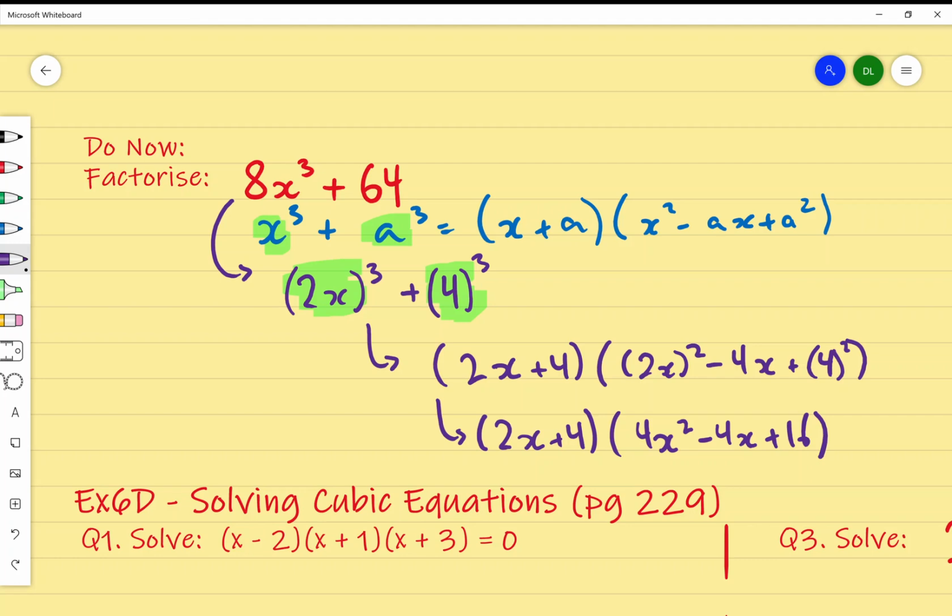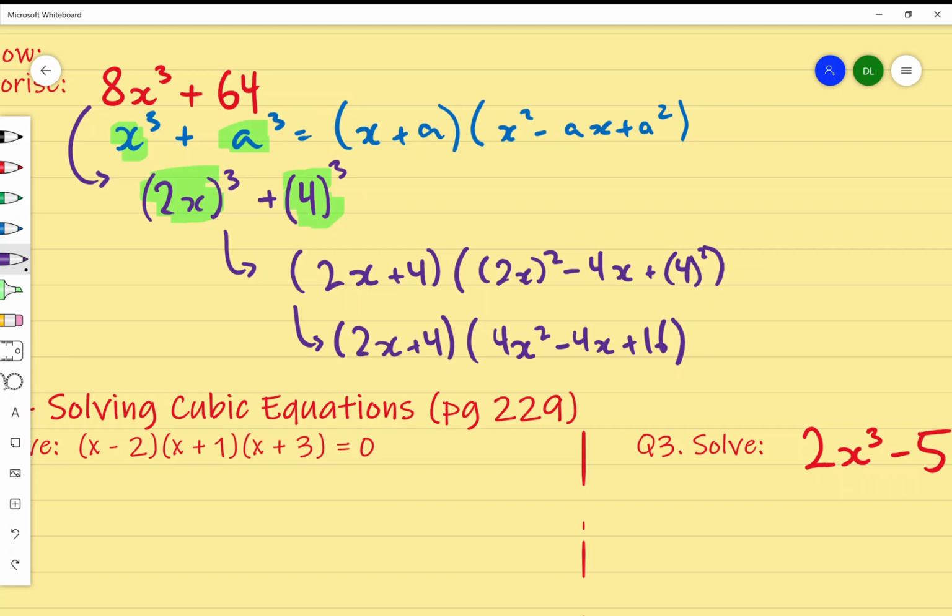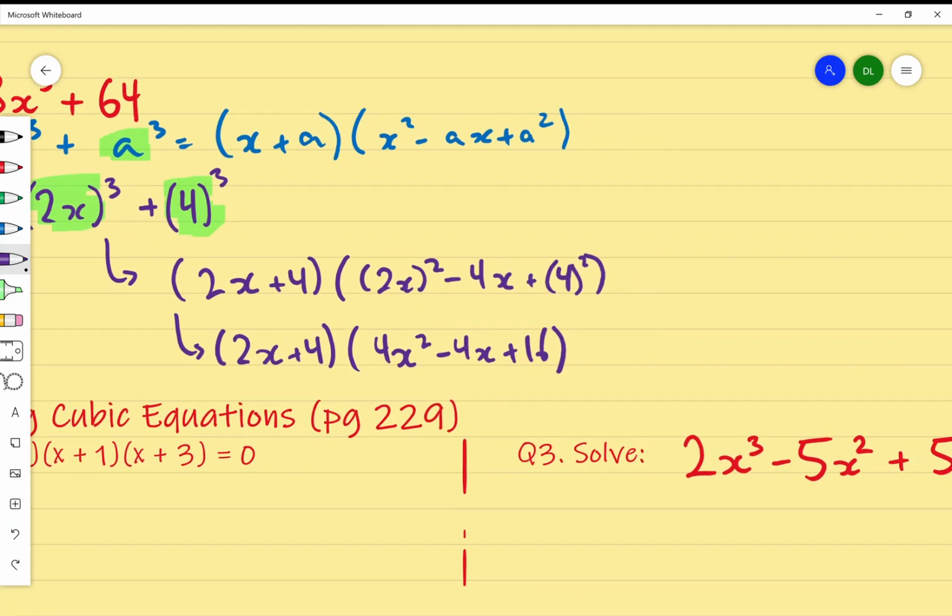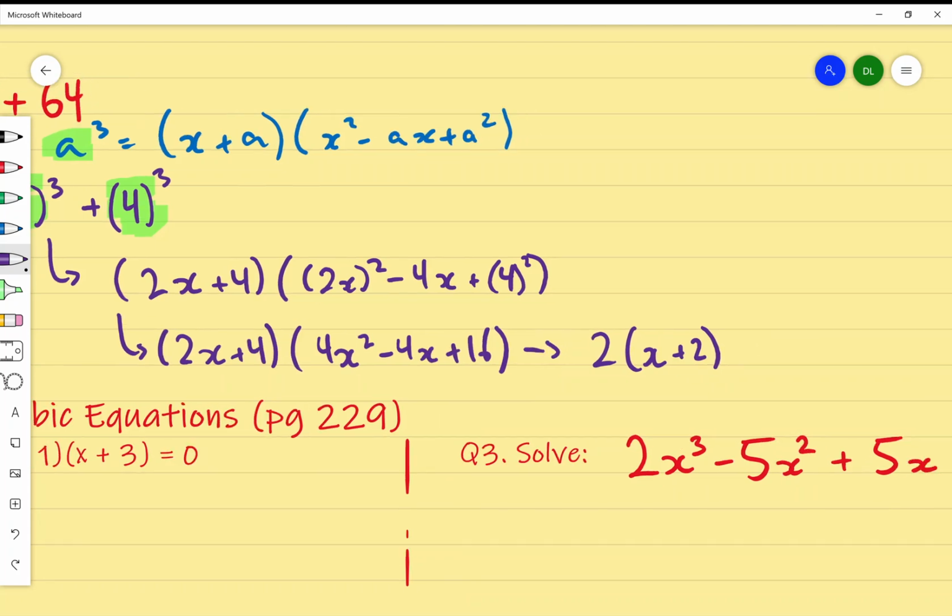Now, is that fully factorized? Why not, Helen? Good. Let's take out a number. What number goes into both of these? 2. I'm going to take it out. What number goes in all of these? 4. I'm going to take them out of each respective bracket. So from there, I'm going to go ahead and take the 2 out, and I get x plus 2. And then over here, I get 4, and then x squared minus x plus 4.